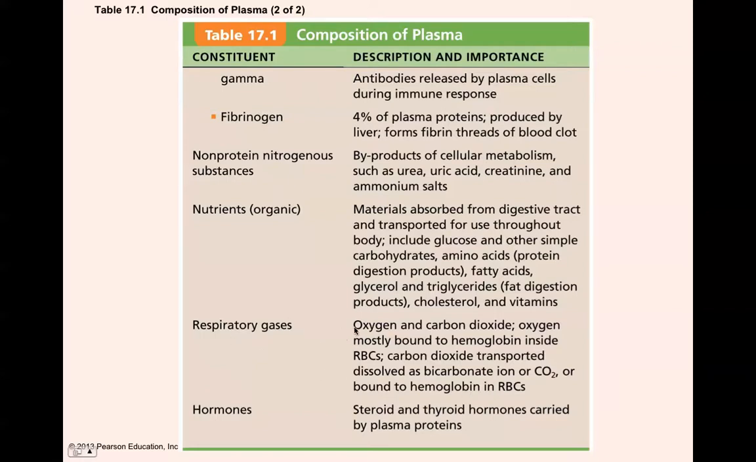Also, respiratory gases, oxygen and carbon dioxide. Oxygen is mostly bound to the hemoglobin. This is a big molecule that is inside red blood cells. Carbon dioxide is primarily transported dissolved as bicarbonate. Some of it is just transported as CO2, and there is some portion that's also traveling in the blood bound to hemoglobin. Hormones, steroid-based and also protein-based hormones will travel in the bloodstream. Steroid and thyroid hormones are carried by plasma proteins in the blood, though.